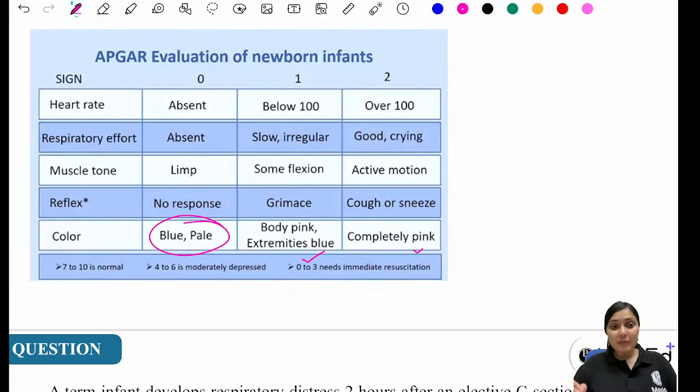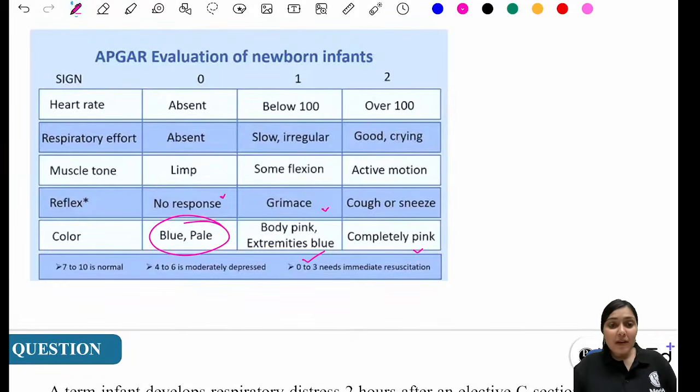Then comes the grimace reflex. If no response, 0. If grimace is there, 1. If the child coughs or sneezes, 2. Muscle tone, if the child is limp, then 0. If there is some flexion, 1. If the child has good active motion, 2.